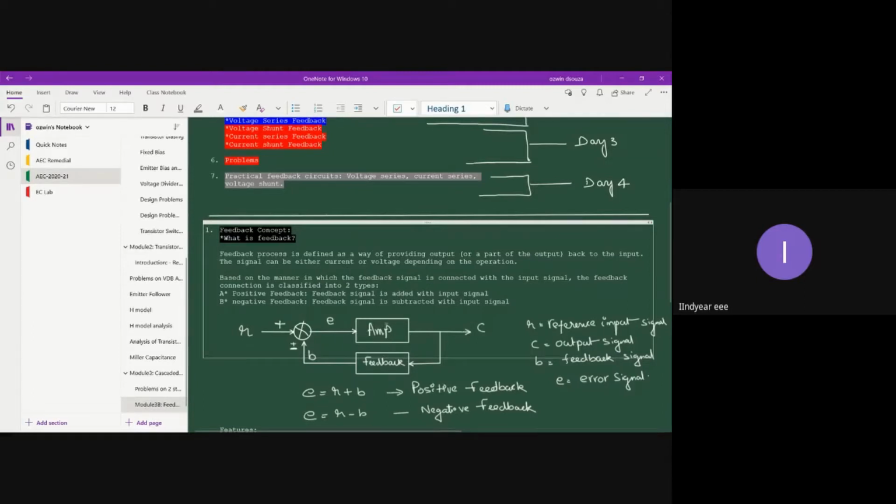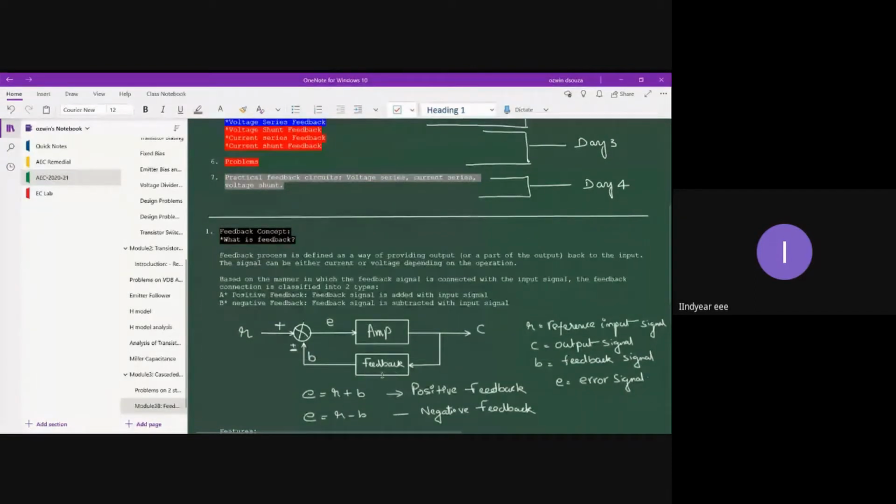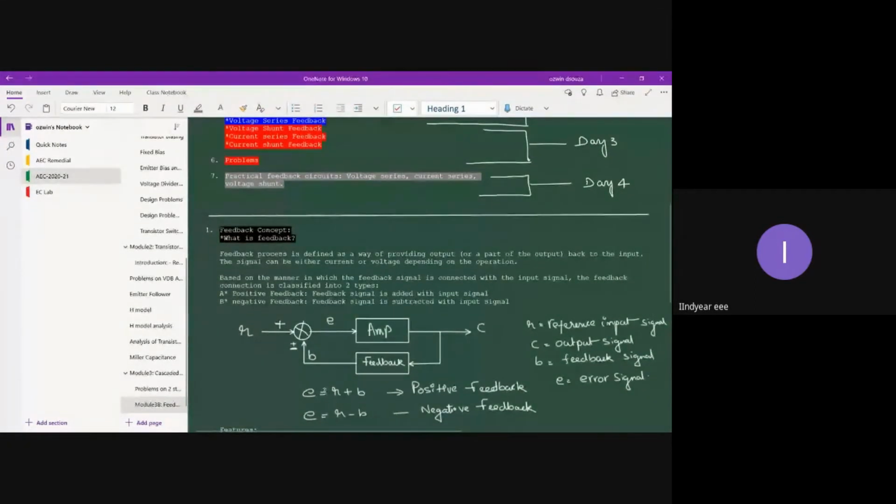In the top half we have an amplifier circuit, and in the bottom half we have a feedback network. We have marked different signals here: signal R, signal E, signal C, and signal B. What are those signals? The leftmost signal, which is taken as R, is our input signal, or sometimes it is also called the reference input.